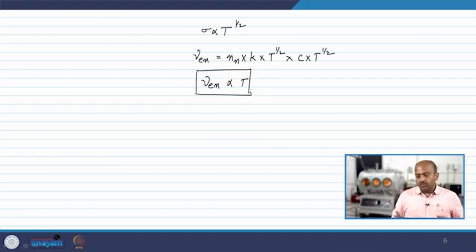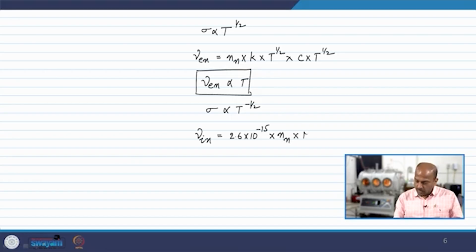Or when you try to do the same thing for a collision between an ion and a neutral species, then what has been found is that if it is the ion, the collisional cross section sigma is generally proportional to T to the power of minus half. Which means nu_in, the collisional frequency of an ion colliding with neutral species, will be of the order of 2.6 × 10 to the power of minus 15 times the number of neutral species per unit volume times m to the power of minus half per second.